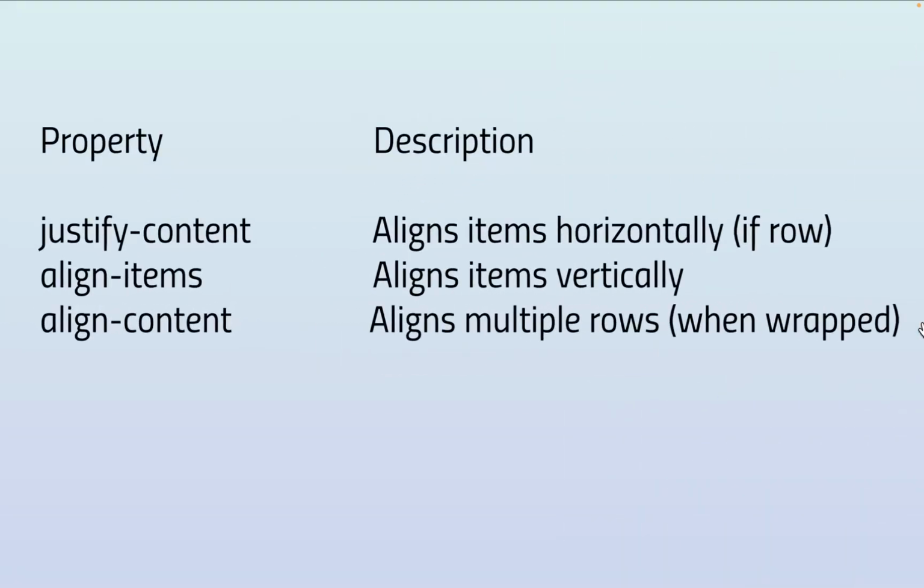Flexbox simplifies alignment on both axes. Justify-content aligns items horizontally if they're in a row. Align-items aligns items vertically, and align-content aligns multiple rows when wrapped.